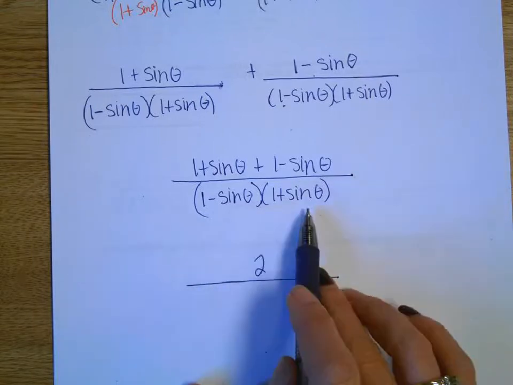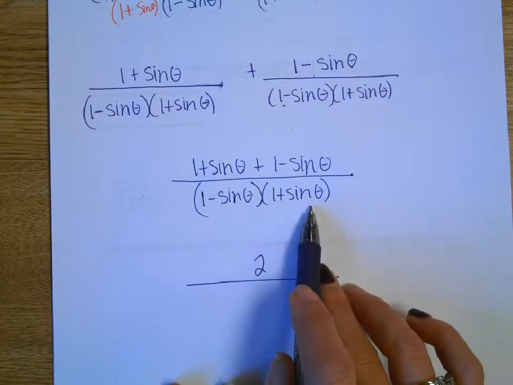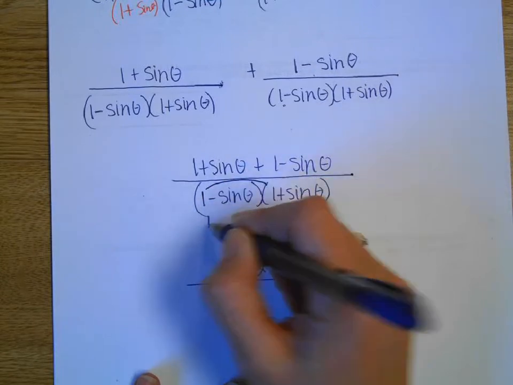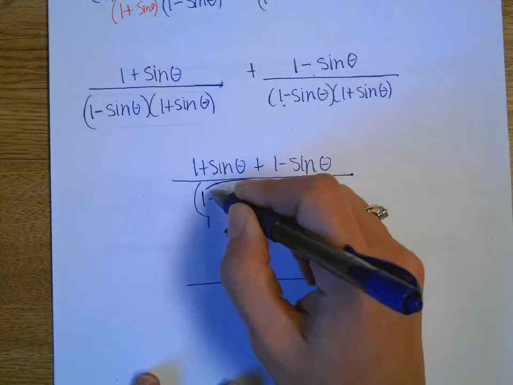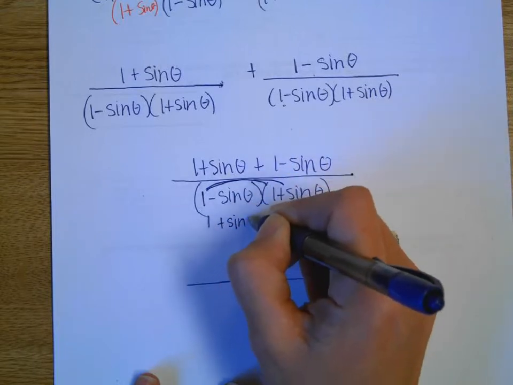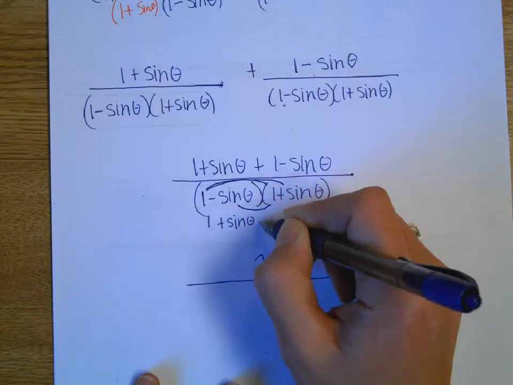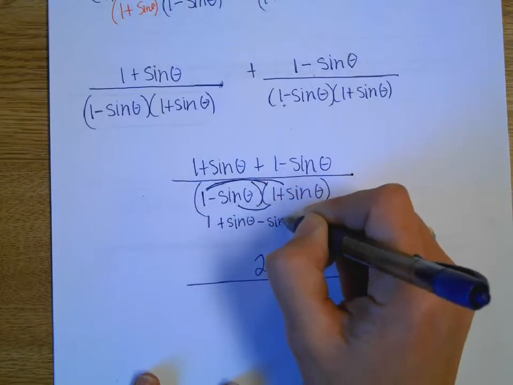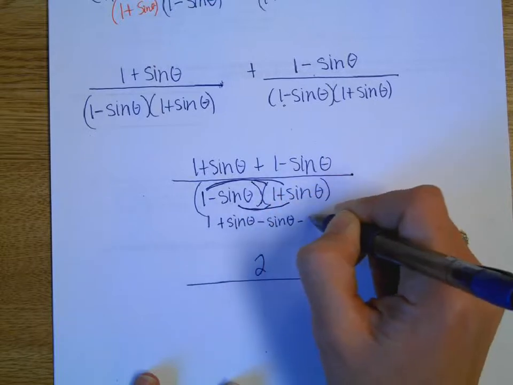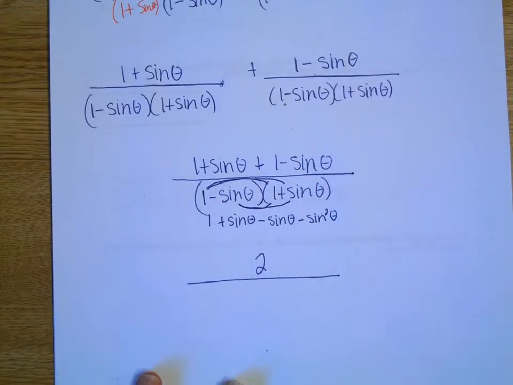Okay, we're going to FOIL the bottom because this will always simplify. So let's FOIL the bottom. And I'm going to do it actually right here. 1 times 1 is 1. First. Outer is going to be a plus sine. Inside is going to be a minus sine. And then last times last is a minus sine squared.